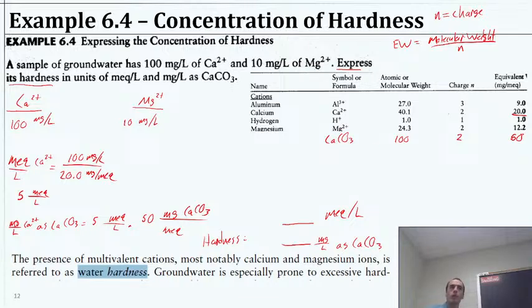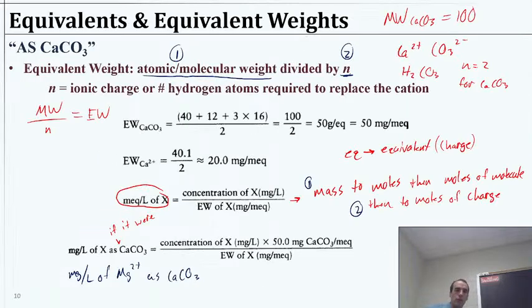And that's one that might be worth just committing to memory. CaCO3 is 100. And then with a charge of 2, that becomes that equivalent weight of 50. So this is the simple way to do that. We'll see this in our slide here.